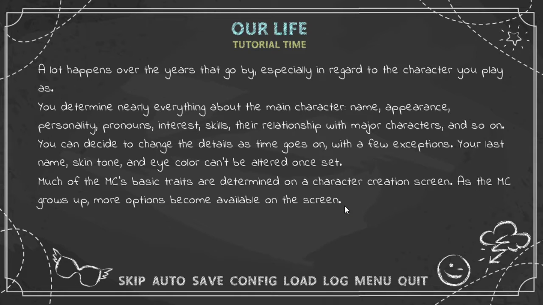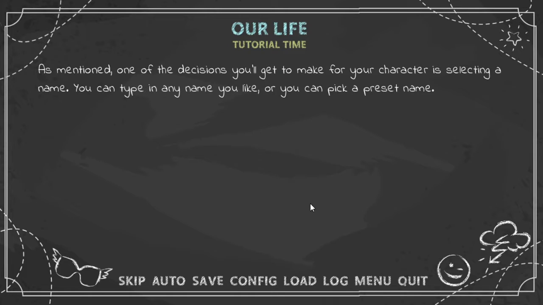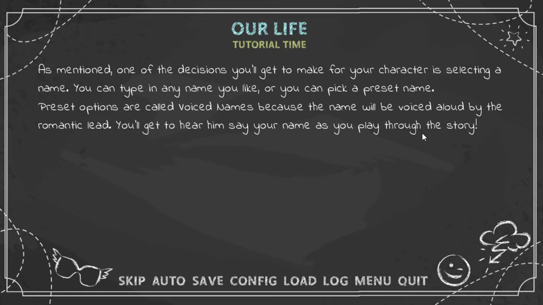Much of the MC's basic traits are determined on a character creation screen. As the MC grows up, more options become available on the screen. As mentioned, one of the decisions you'll get to make for your character is selecting a name. You can type in any name you like, or you can pick a preset name. Preset options are called voiced names because the name will be voiced aloud by the romantic lead.